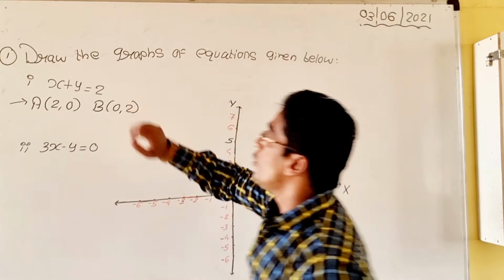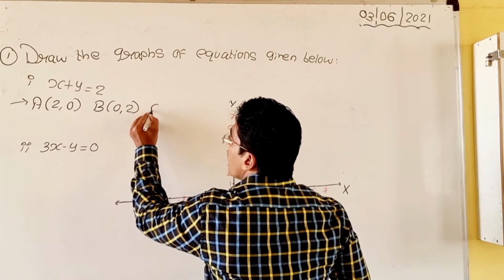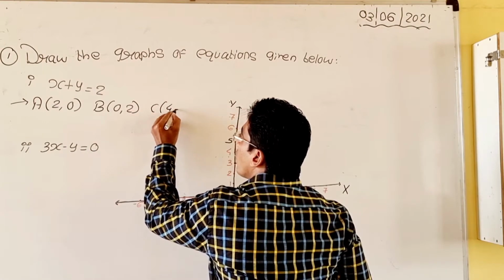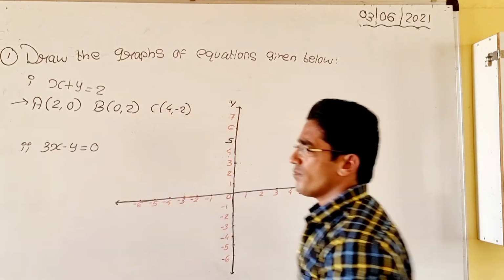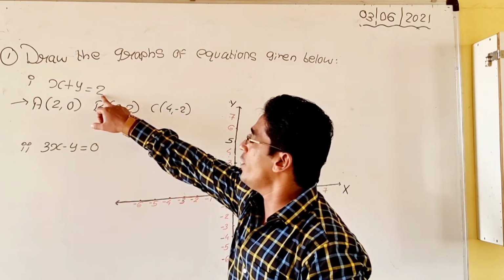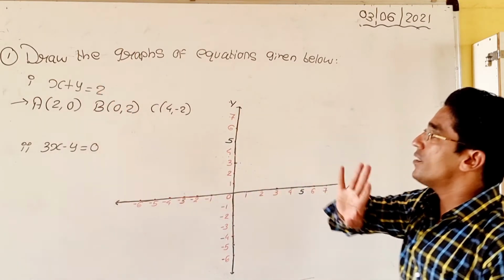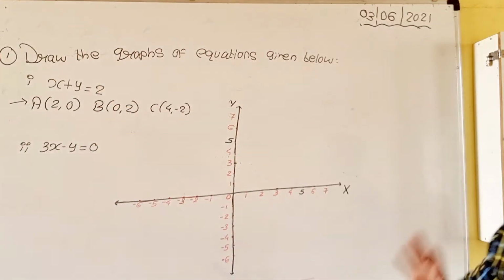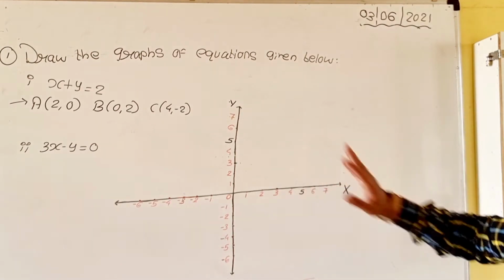get the answer 2. C: (4, minus 2). 4 plus minus 2, 4 minus 2 will be again 2. So I have taken 3 points A, B, C. Now let's plot these 3 points.